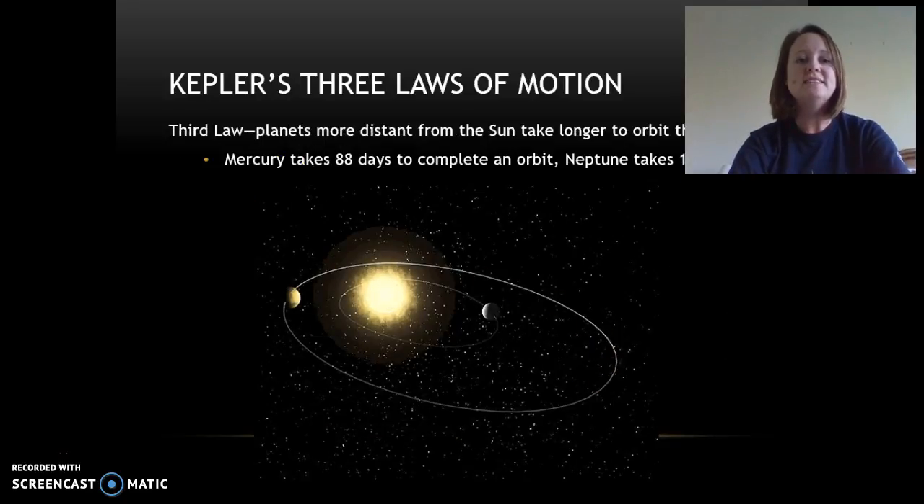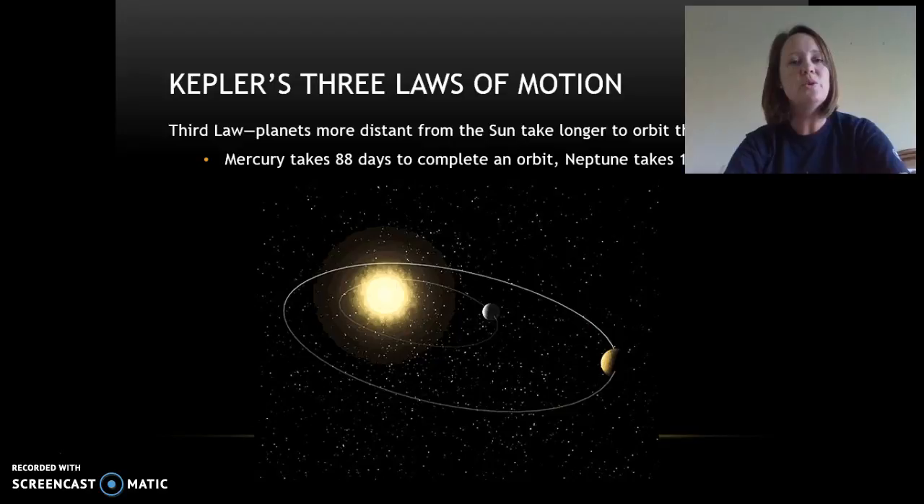Kepler's third law says that the planets that are more distant from the sun take longer to orbit the sun. For example, we know that Earth takes 365 1/4 days. Well, Mercury, which is the planet closest to the sun, only takes 88 days to complete an orbit or revolution, whereas Neptune, which is the farthest planet, takes 164 years to revolve around the sun.